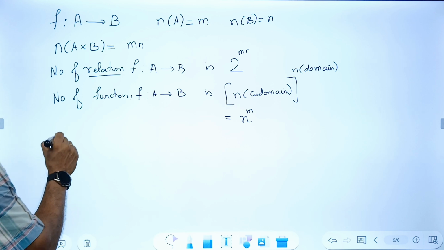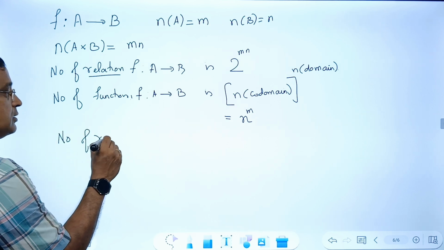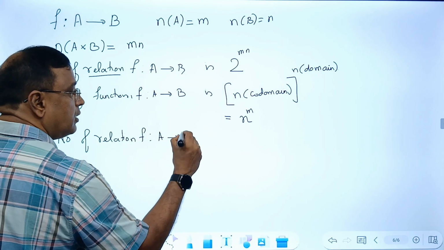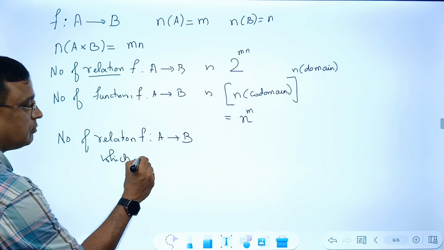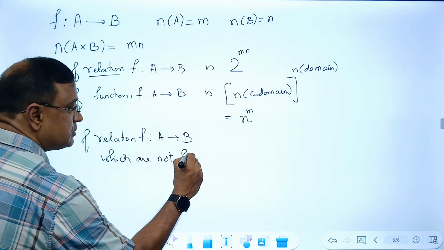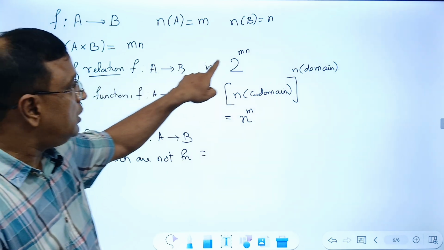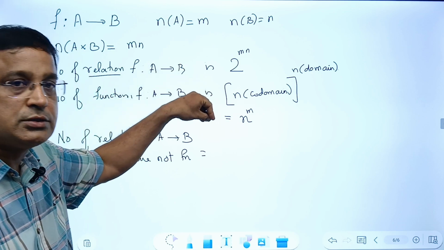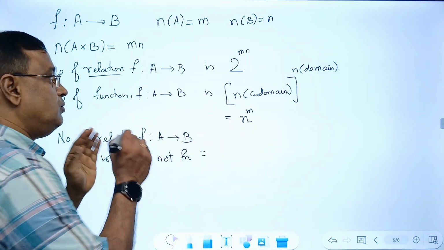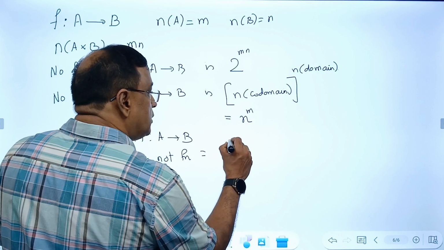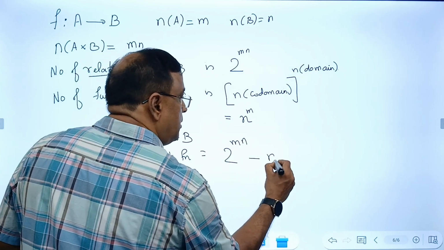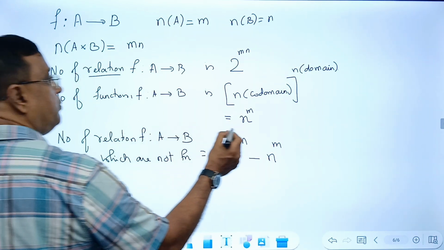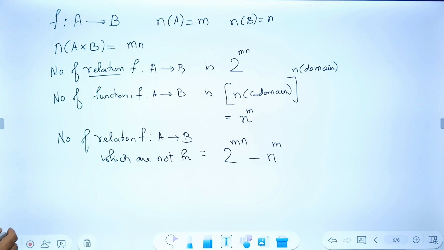Okay. Now what is the number of relations f from A to B which are not functions? This is the total number of relations, which includes relations as well as functions. These are the number of only functions. So the relations which are not functions will be the total relations minus the number of functions. Okay, so these formulas are very, very important. Make a note of it. It will help you to solve 1 mark questions.